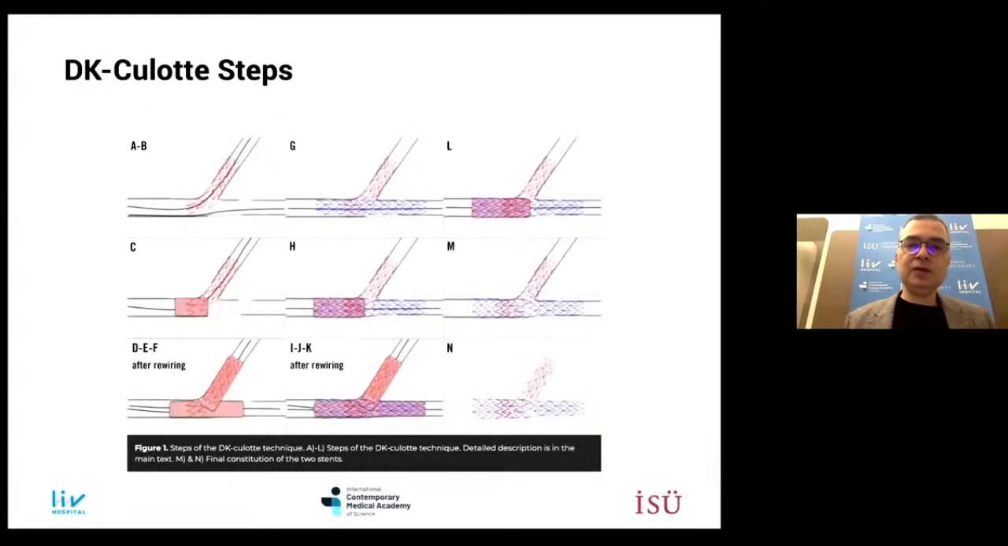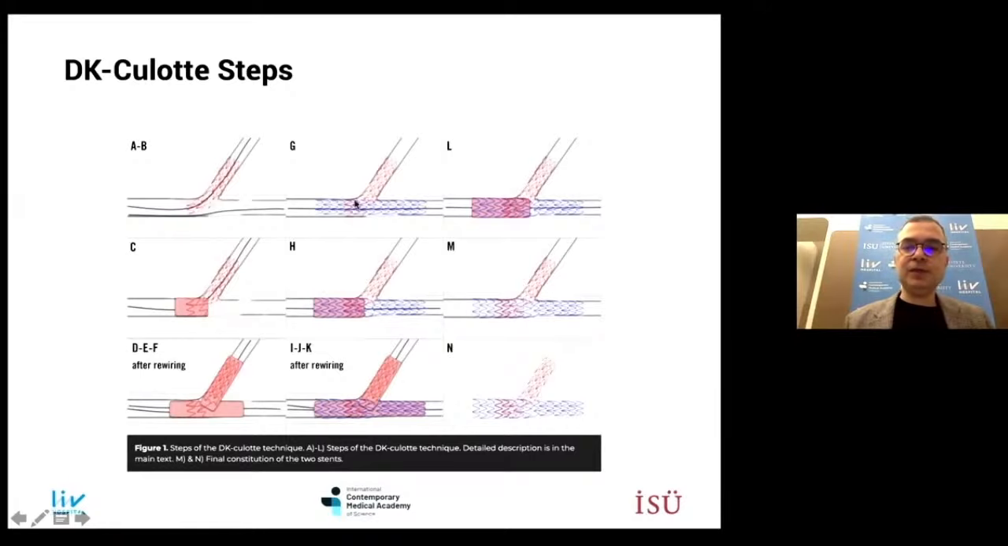So how is a DK culotte performed? A DK culotte is nearly the same as a culotte stenting, but it has an extra kissing balloon step, which I will show. So we will start with a side branch stenting first. And after this side branch stenting, you make a POT to the proximal main vessel. And after that, you rewire the side branch and position your balloons to the side branch and the main vessel. And then you inflate it. I mean, you make the first kissing balloon.